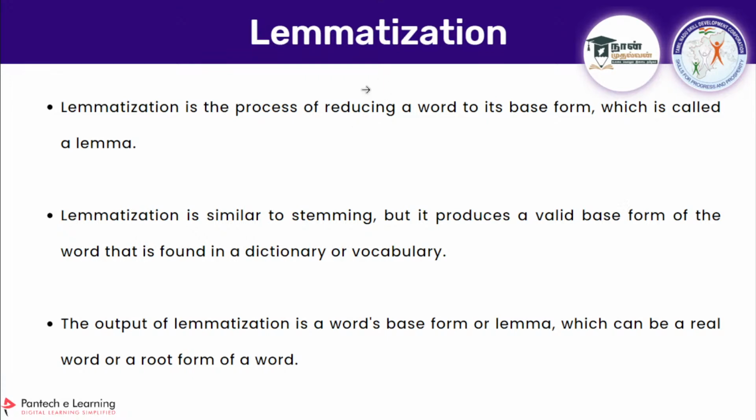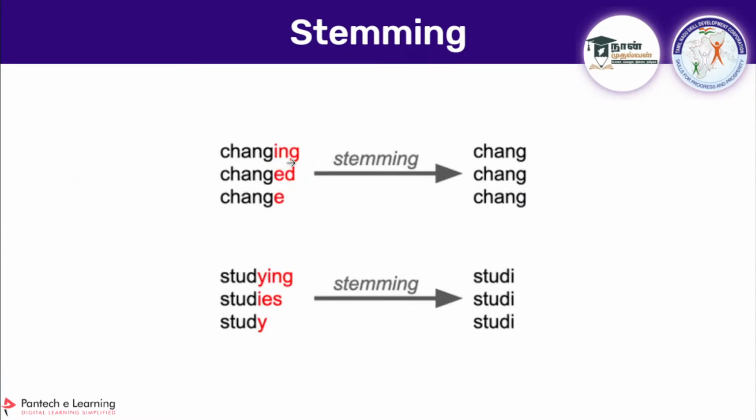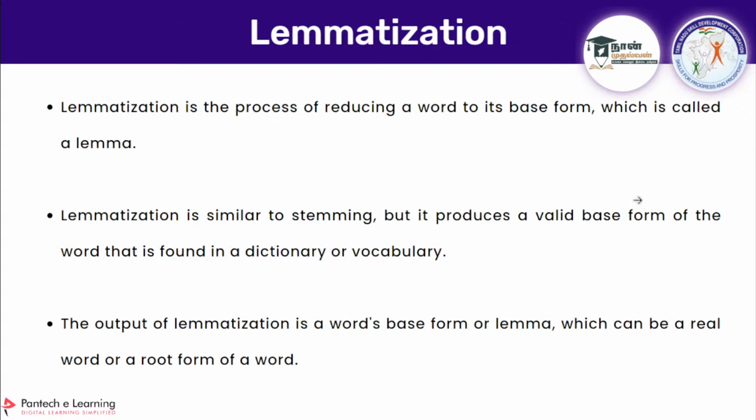And a more advanced option than stemming is known as lemmatization. So this is similar to stemming, but there are some advantages for lemmatization. So lemmatization is the process of reducing a word to its base form, which is called the lemma. Okay, lemmatization is similar to stemming, but it produces a valid base form of the word. Okay, so this is available in a dictionary or vocabulary, not like this one which is not available. So this should be converted into change, right? Not chang, which is not even actually a word. So this lemmatization will help you to find the base word which is actually present in a dictionary or vocabulary.